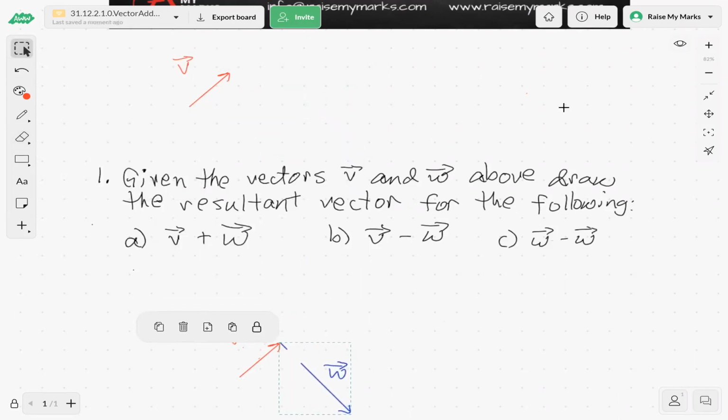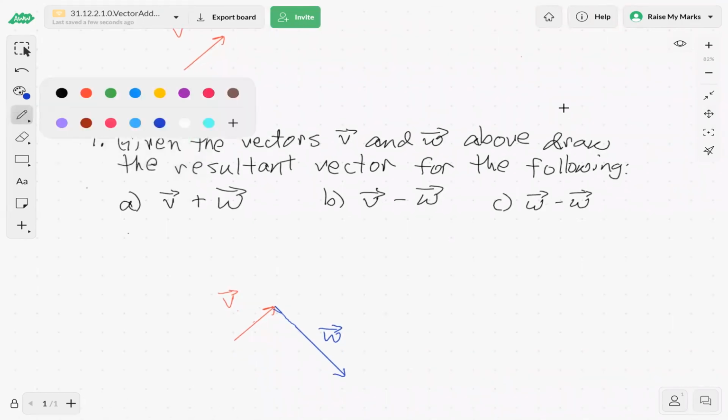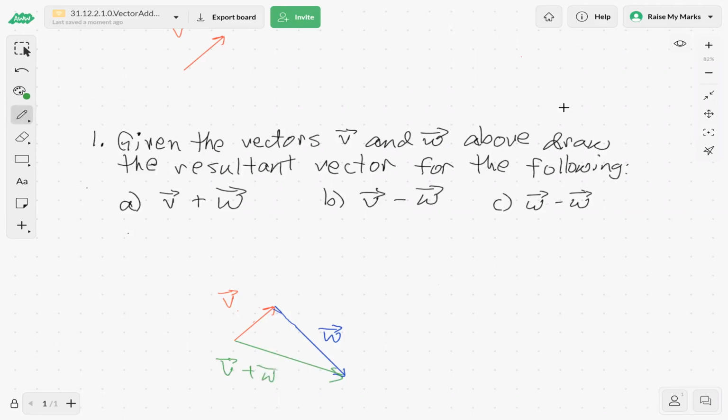So when we add vectors, we do it head to tail. Looks like we're missing a bit of our w, but that's okay. We have our vector v and our vector w. And the resulting vector, let's do it in green, from the tail of v to the head of w, that is our v plus w.